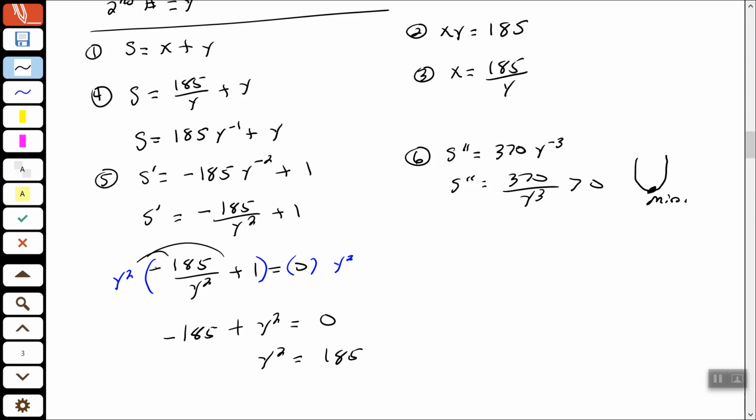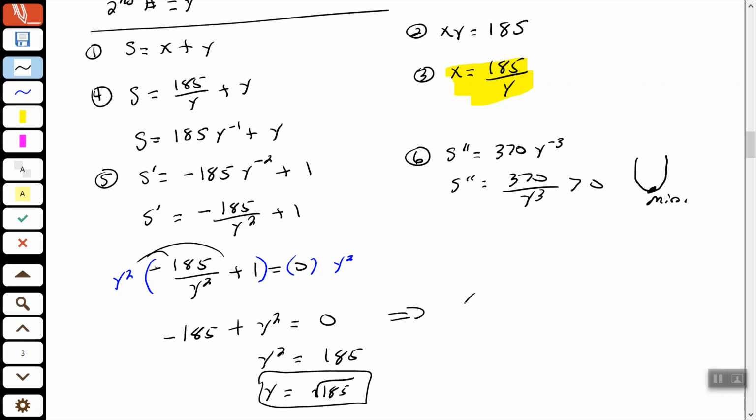Find the square root, keeping in mind that we're looking for two positive numbers, so we don't have to worry about the negative case here. If I take the square root of both sides, I get the square root of 185 for y. So that's one of my numbers. We have to find two numbers. The other number, remember, is going to come from the equation from step 3, where we have x equals 185 over y.